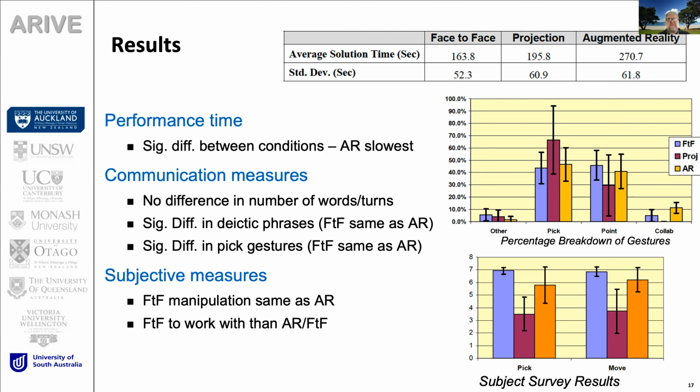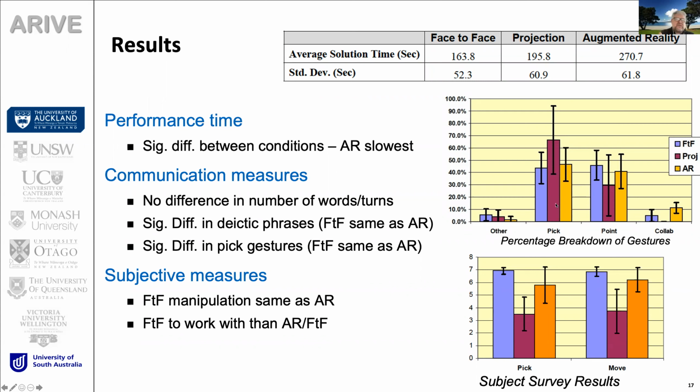You can see, for example, this bottom bar chart here shows the percentage breakdown of the number of gestures made, and for example, the number of pointing gestures. In the face-to-face and AR case, they both make about 40% on average, whereas in the projection case, the number of pointing gestures drops down to 30%. The number of picking or movement gestures goes up to about 65%.